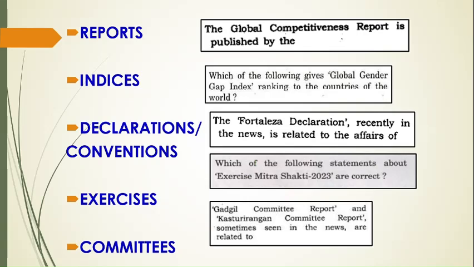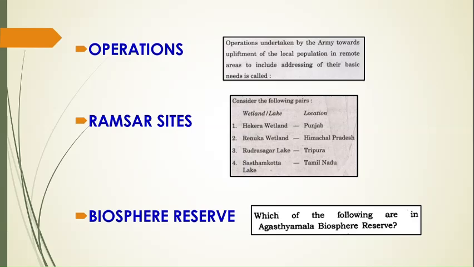The next is exercises in news. For example, this had come in the 2024 prelims: which of the following statements about Exercise Mitra Shakti 2023 are correct? Then you will have the committees in news. For example, the Gadgil Committee and Kasturirangan Committee reports, sometimes seen in news, are related to what? Then the operations in news. For example, operations undertaken by the army towards upliftment of the local population in remote areas, to include addressing of their basic needs, is called... The answer to this question is Operation Sadbhavana. This question had come in the prelims 2024 paper. So this way they'll ask you.